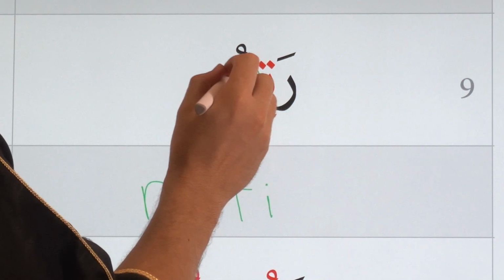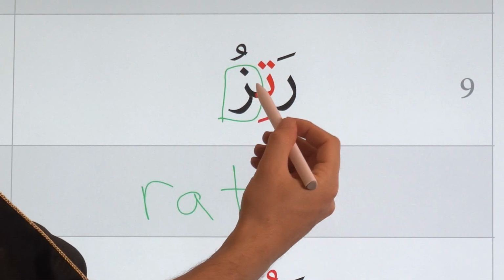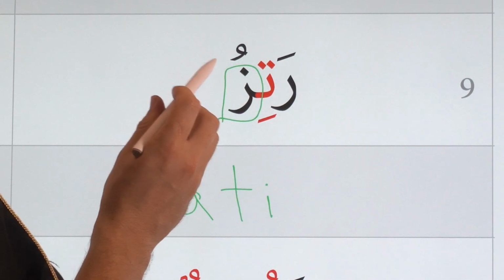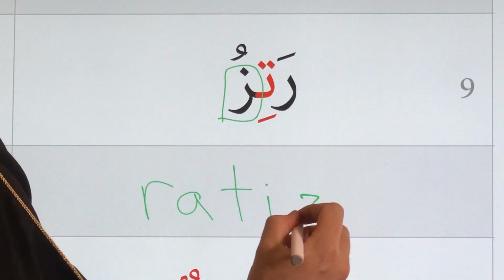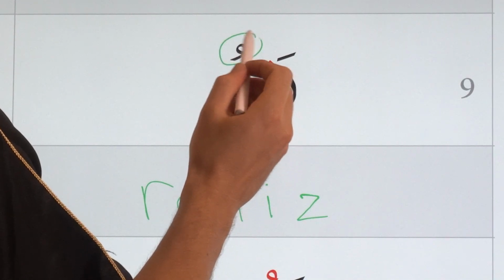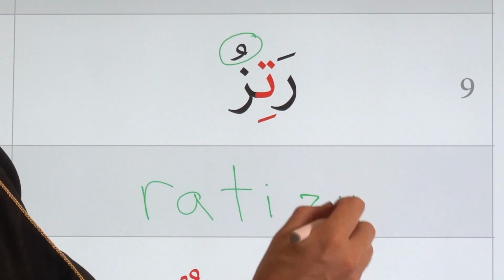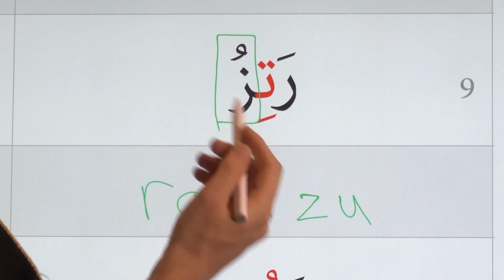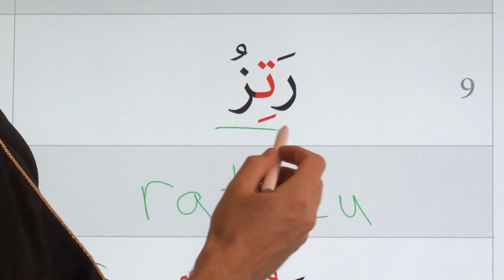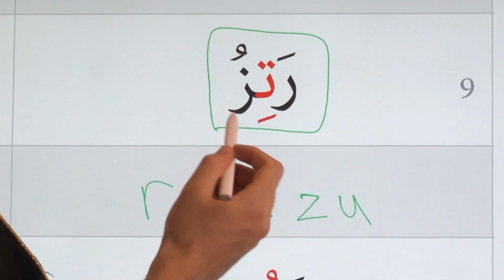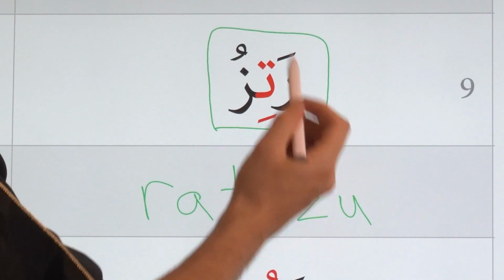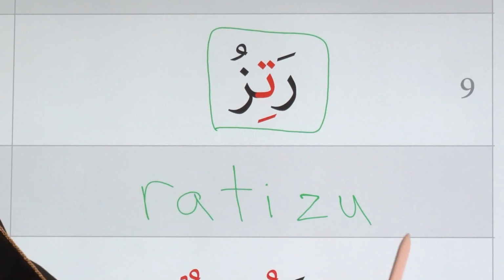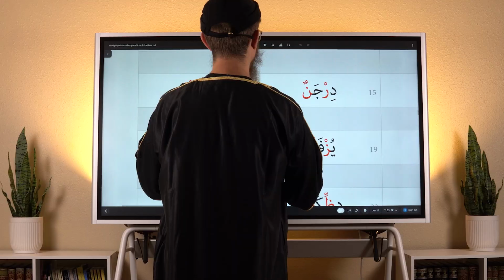And then ending a connection, we see this shape here extending down with one dot above, meaning this is the letter Za. So we're going to write a Z for the letter Za. Above the Za is a Dhamma, so we write a U for the Dhamma. So together, the Za and Dhamma are pronounced Zu. So now if we pronounce these three letters and their harakat together, it would be Ra, Ti, Zu. Now let's try one more together with a bit more letters.